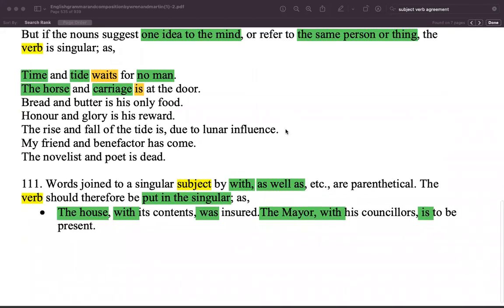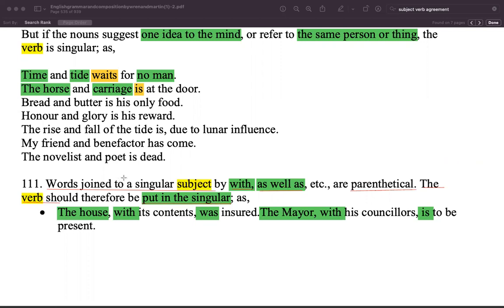Okay. Now, coming to the next rule: words joined to a singular subject. It is stated that words joined to a singular subject by with or as well as, which are called prepositions or conjunctions, are parenthetical. Here the verb should therefore be put in the singular. Why should the verb be put in the singular?